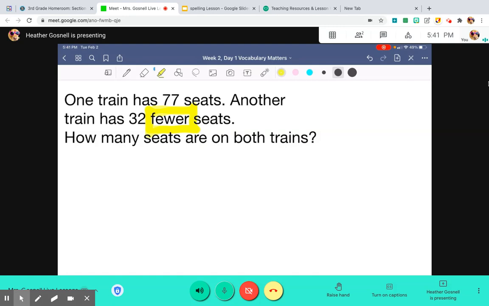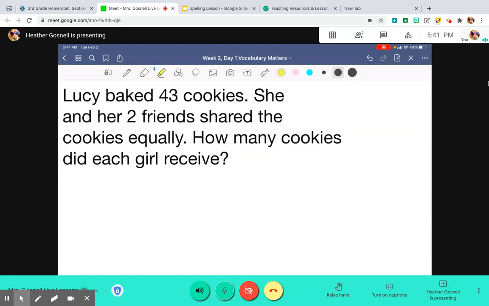So one train has 77 seats. Another train has 32 fewer seats. How many seats are on both trains? So am I trying to find how many seats are on both trains all together? That means that I am going to have to add after I subtract. Let's go ahead and look at this one.